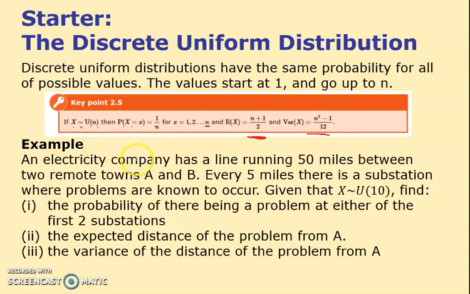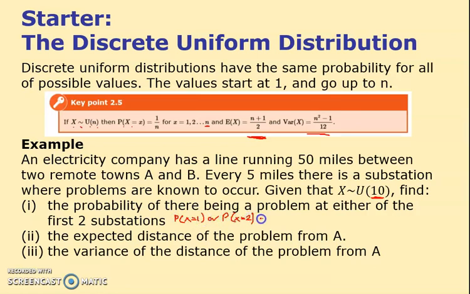An electricity company has a line running 50 miles between two remote towns A and B. Every 5 miles is a substation. So by definition, in total there are 10 substations. Find the probability of there being a problem at either of the first 2 substations. Well, there are 2 of them, so presumably it could be either there or there, or it could be both. So anyway, we've got the probability that x equals 1, or the probability that x equals 2.